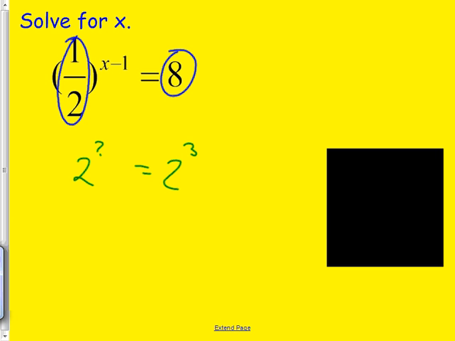2 to the negative 1. And now what haven't I brought down yet? The x minus 1. That comes down here. And now the bases are the same, so they're gone. See if you can finish it.